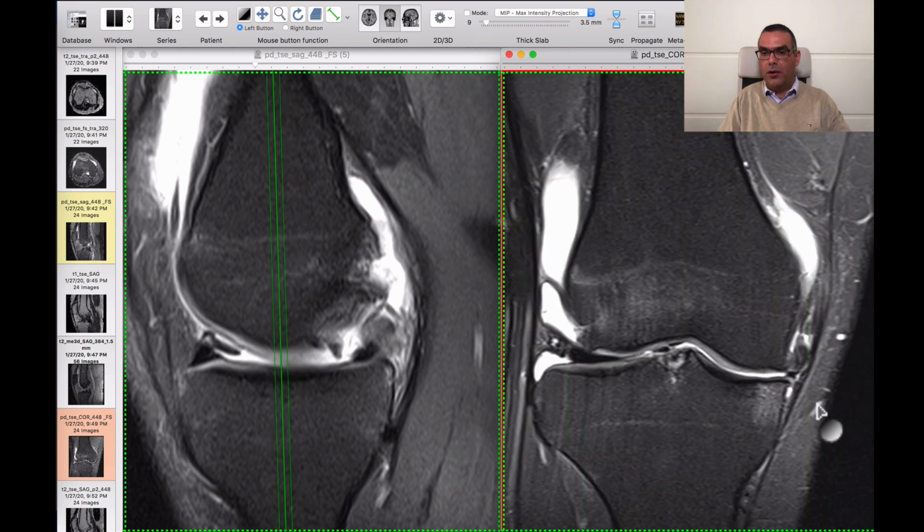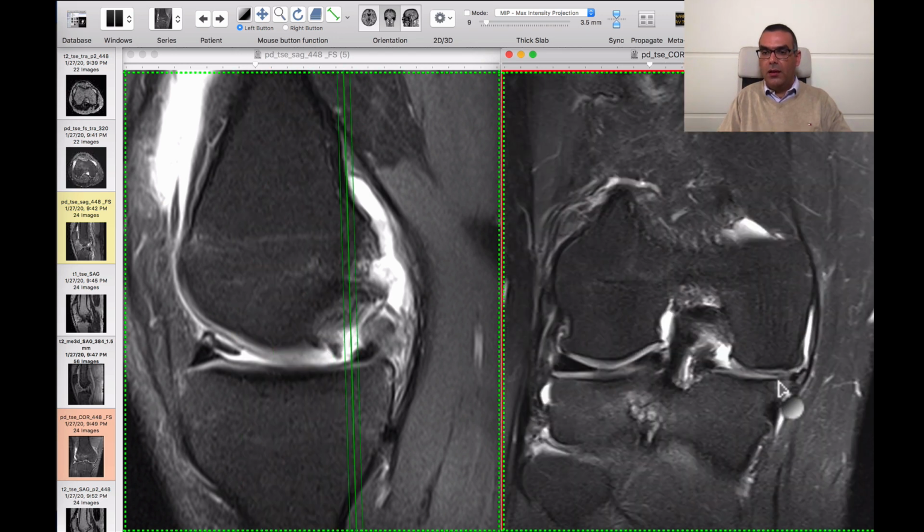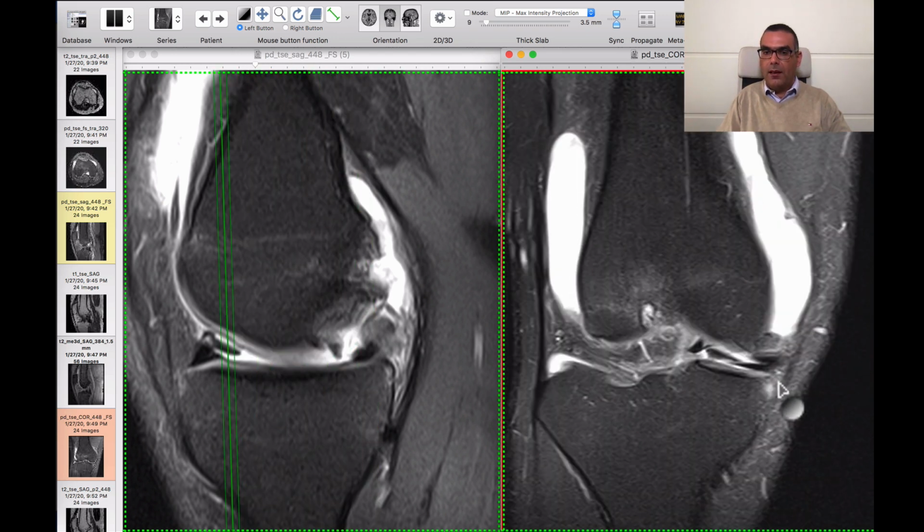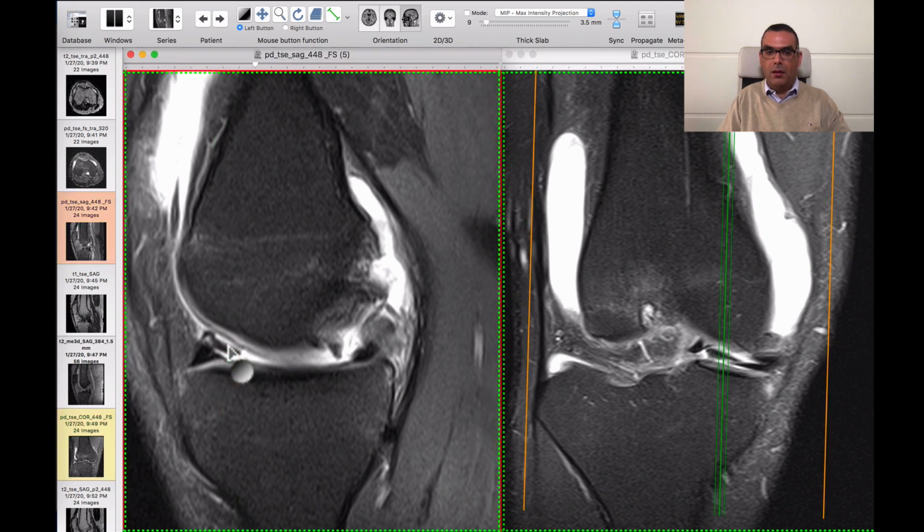So compare this to the coronal. You can now see at the anterior horn there is a missing part right here, and there is another meniscal fragment lying just above the anterior horn of the medial meniscus. This is what you call the double meniscal sign, the double meniscus sign. This is how you see a horizontal flap tear.